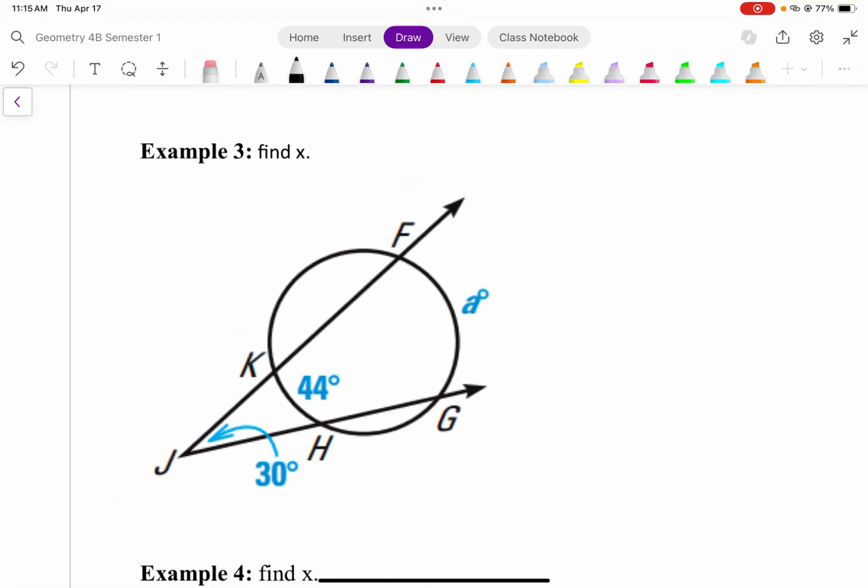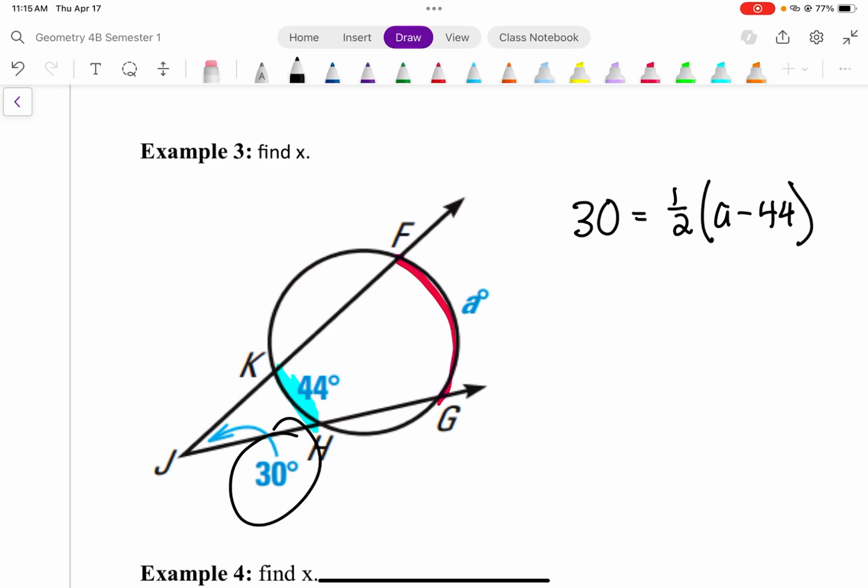Next, we have example 3. Again, we have an angle that's formed outside the circle. This time we know what that angle is. So we're going to start with 30 equals 1/2 times, and then we're going to take the larger arc, A, minus the smaller arc, 44. Then we have to solve to get A by itself.